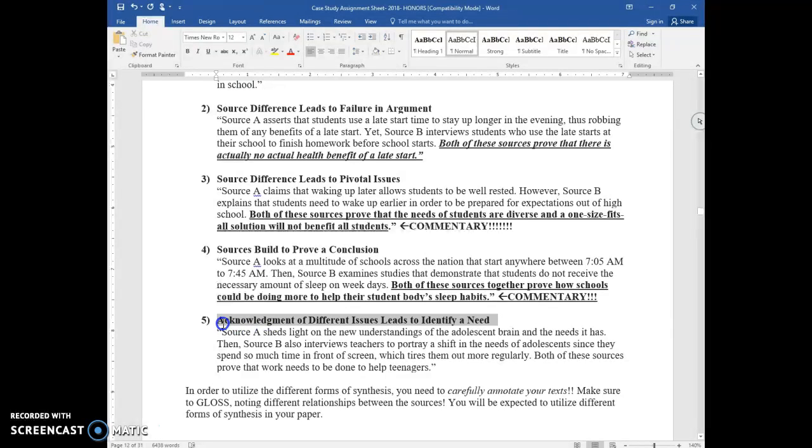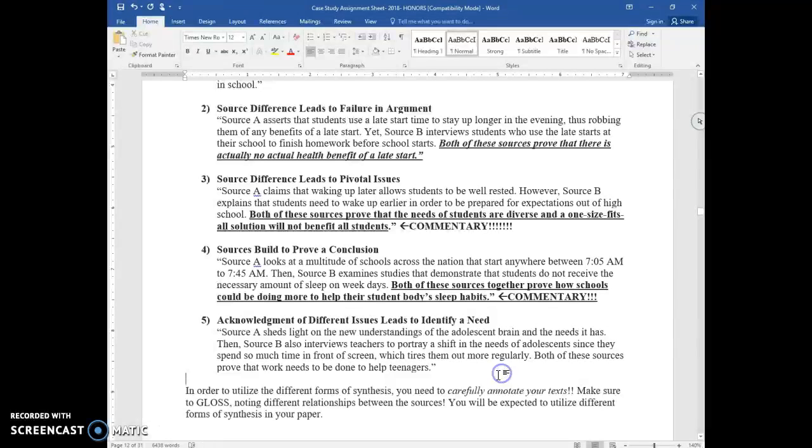And then the last one is acknowledging different issues leads to identifying a need. So this is what that looks like. Source A sheds light on the new understanding of the adolescent brain and the needs it has. So that's just talking about the student brain, right? Then source B interviews teachers to portray a shift in the needs of adolescents since they spend so much time in front of a screen, which tires them out regularly. Both of these mean that there's a lot of work that needs to be done to help teenagers. So clearly the adolescent brain has needs, and there are even more needs that need to be met because students are now using technology a lot.